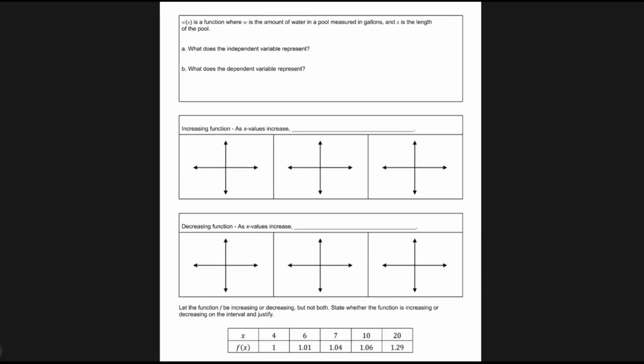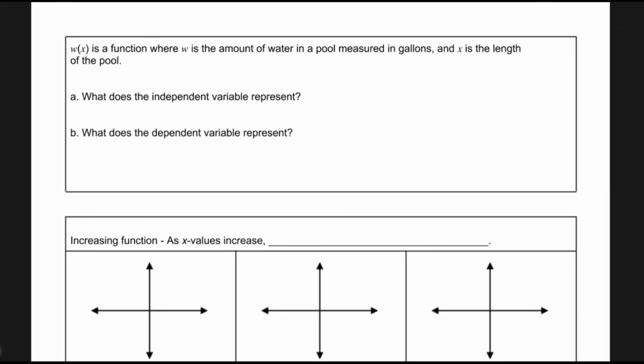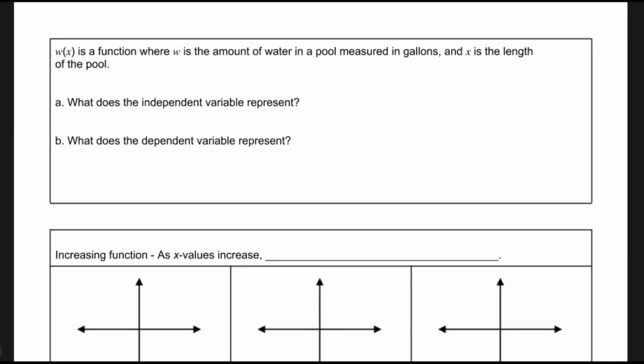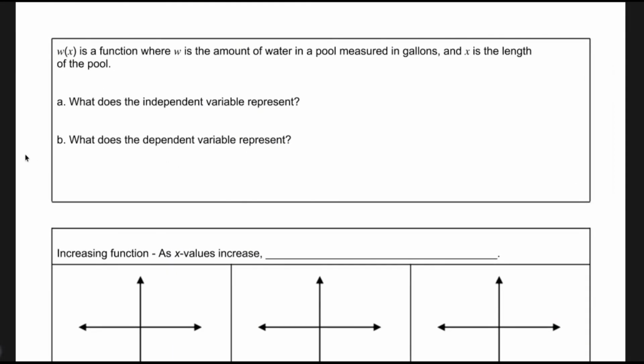Now, let's talk a little bit about the independent and the dependent variables. The nice thing about this is you won't have to be so wordy in the future, but you might be asked what an independent variable versus a dependent variable is. In this problem, we have w of x is a function where w is the amount of water in a pool measured in gallons and x is the length of the pool. Okay, so it's asking here, what is the independent variable? The independent variable is the x value. Okay, so in this case, what does the independent variable represent? Well, x is the length of the pool. So in this case, the simple answer is the length of the pool.